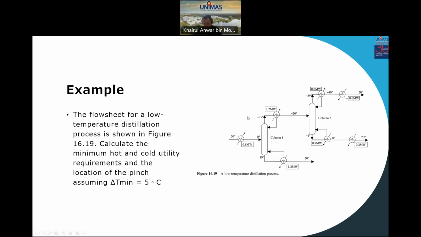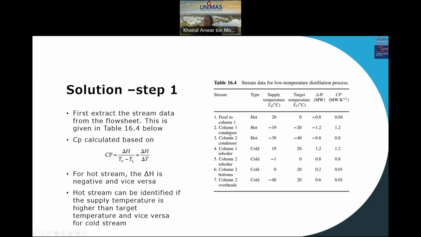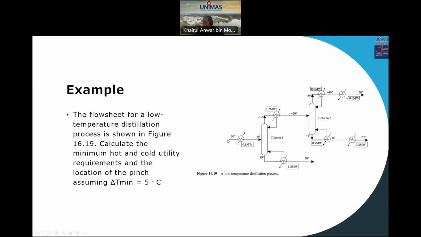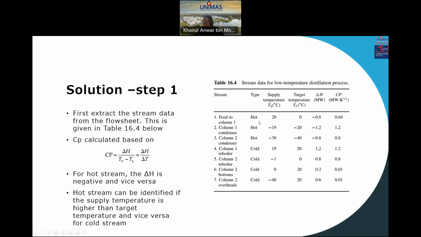So the first thing to do is to extract the data. The extracted stream data is as follows. We have feed to column 1, supply temperature is 20, the target temperature is 0. So this is a heat exchanger, and it is a hot stream because Ts is higher than Tt. The delta H is negative 0.8, for hot it is negative. Therefore, Cp is 0.04, since Cp is equal to delta H over Tt minus Ts.